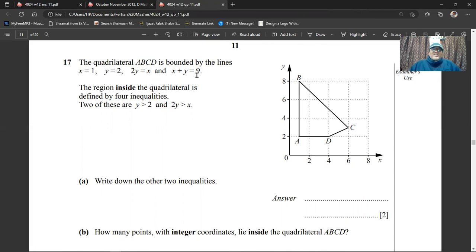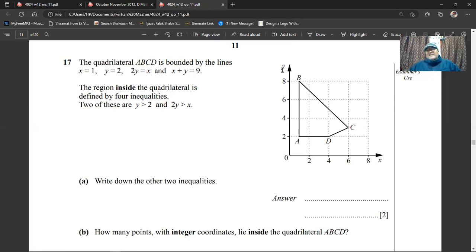So it's a line whose gradient is -1 and whose y-intercept will be 9. So probably this is this line. The region inside the quadrilateral is defined by the 4 inequalities. 2 of these are y is more than 2. So they are talking about this line because the area is above this. So this line, the crocodile's mouth is towards the y, and about this line also, 2y is greater than x. The crocodile's mouth is towards the y, so that means the area is above this line.